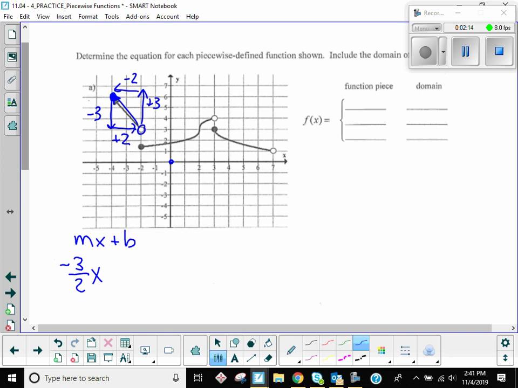So the y-intercept is 0, so we don't have to write 0, okay? So we're just going to leave it like that. So negative 3 halves x.